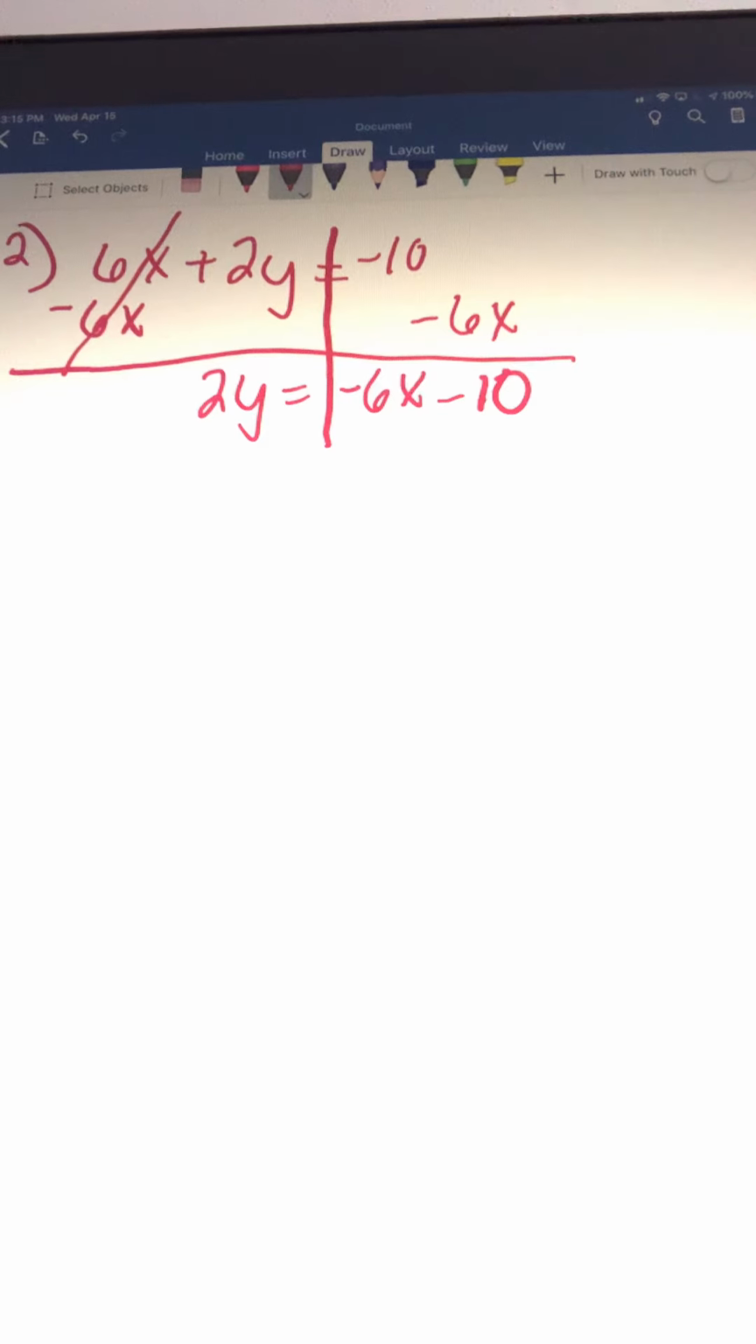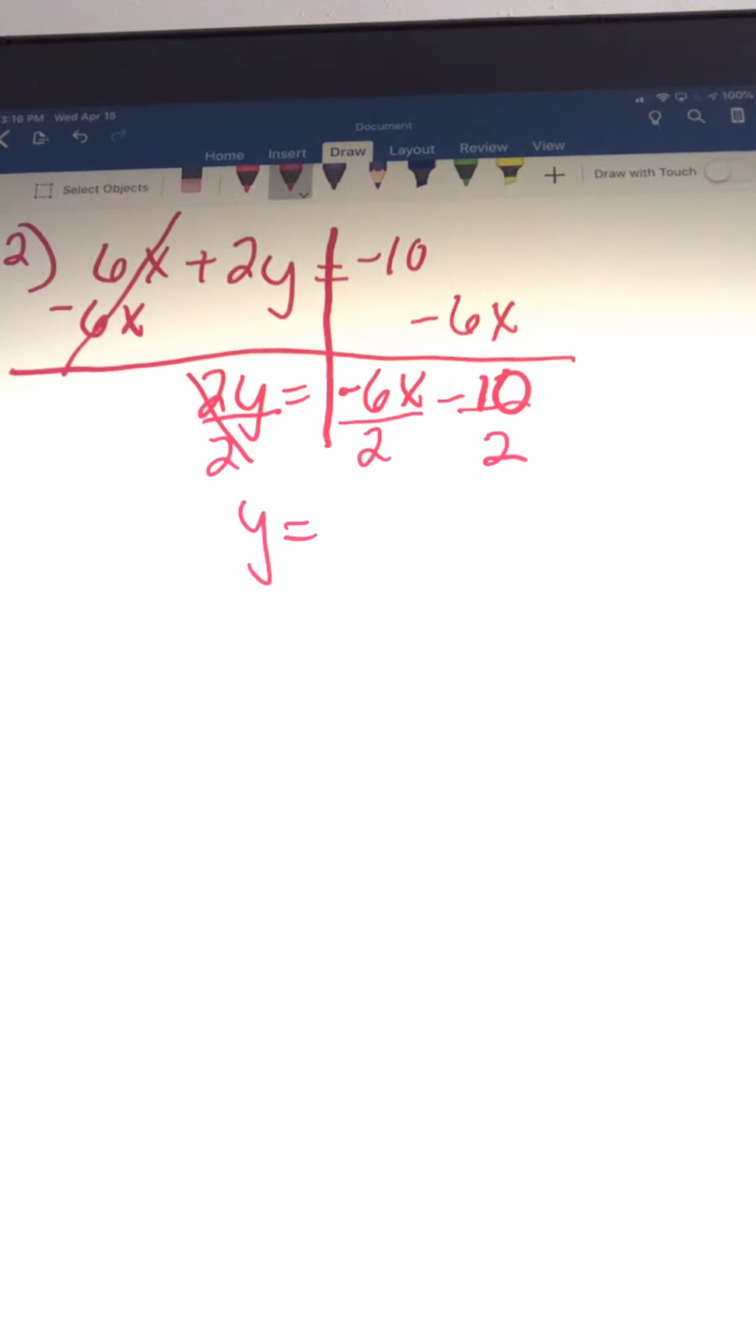You cannot have a 2 with the y, so what do you do next? It should be divide everything by 2. If you hear noise in the background, that would be my dog trying to steal my thunder here. So I apologize for the noise. All right, let's divide everything by 2. We divide by a positive 2 because remember, when you multiply and divide, don't change the sign.